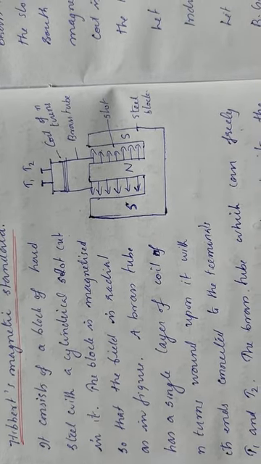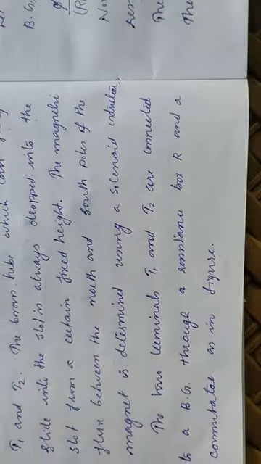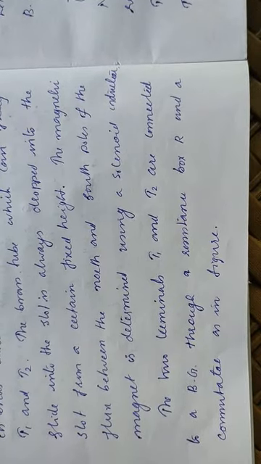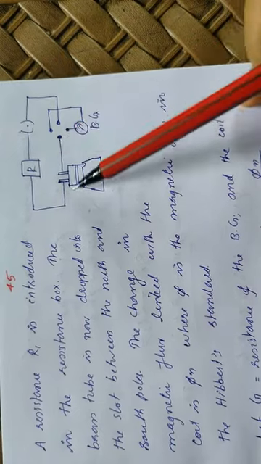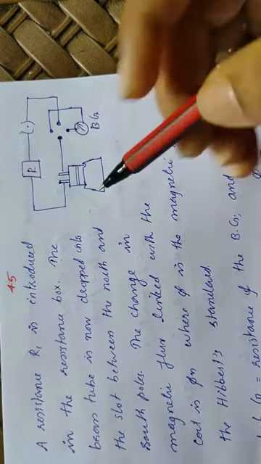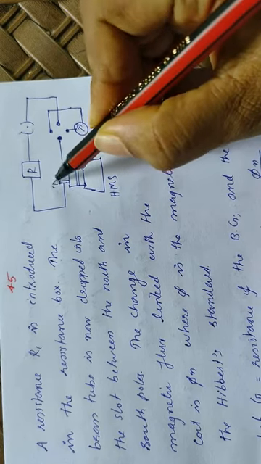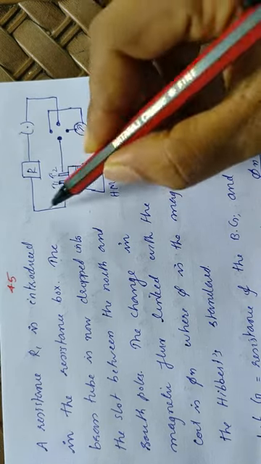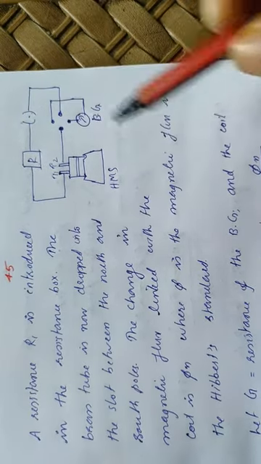So this is HMS, and this HMS is connected to a BG through a resistance box R and a commutator, as in the figure. So this is the figure. This is HMS, and these are terminals T1 and T2. This is connected to a BG through a resistance box R and a key.